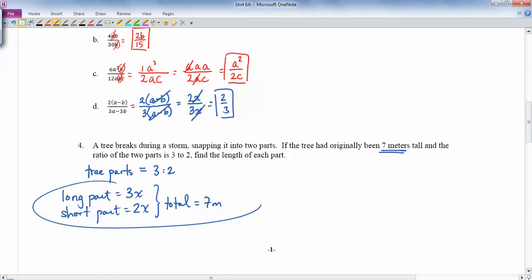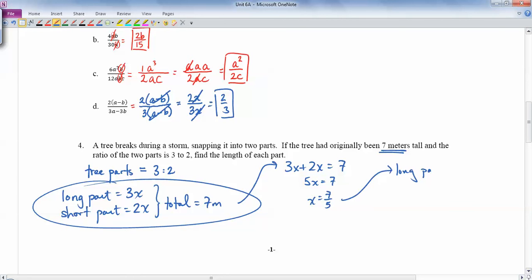So we can set up an equation based on this. 3x plus 2x equals 7. So that's 5x equals 7. X is 7 divided by 5. And then you can plug that back into the long part and the short part. So then the long part equals 3 times 7 over 5.